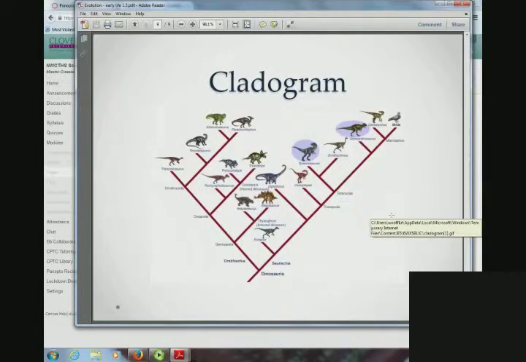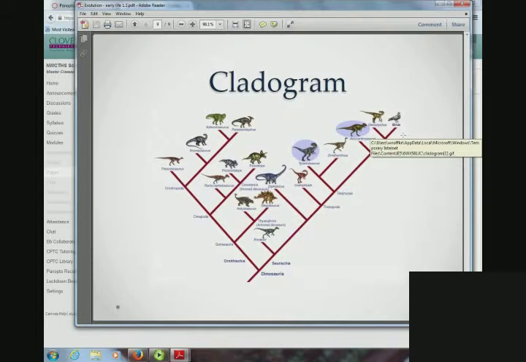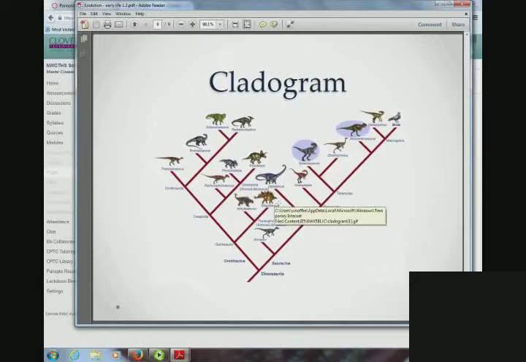With this example of a cladogram, you can see where you have the ancestor down here. As you move out further, the further down the line, the later these diverged from their common ancestor. So these are earlier divergences from the common ancestor. These are later divergences.